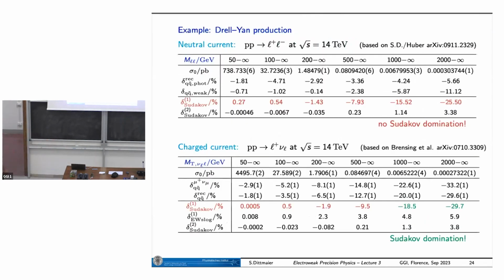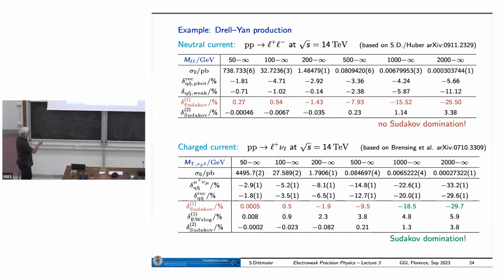Just collected some numbers for you in Drell-Yan production, neutral current: pp to l+ l-, basically. Here I look into such an invariant mass distribution in terms of numbers. I count in only invariant masses bigger than 50, 100, 200, and so on, up to 2000 GeV. And let's look into the red line here. These are the relative corrections.